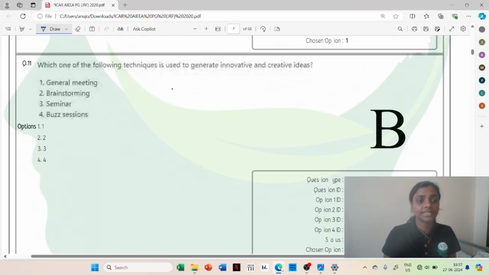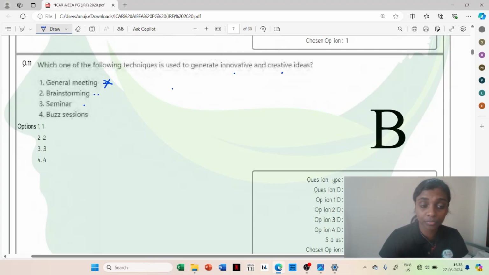So the next question is, which one of the following techniques is used to generate innovative and creative ideas? The options given are general meeting, brainstorming, seminar, and buzz sessions. In a general meeting, a group of people will be discussing a predetermined topic. So it will not create any creative or innovative ideas. So this answer won't come.